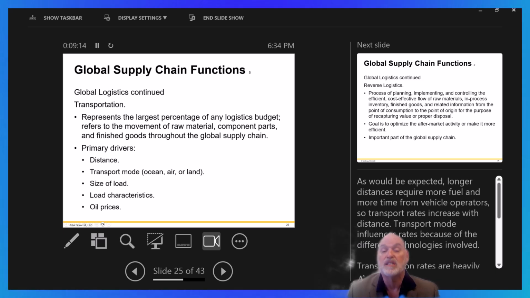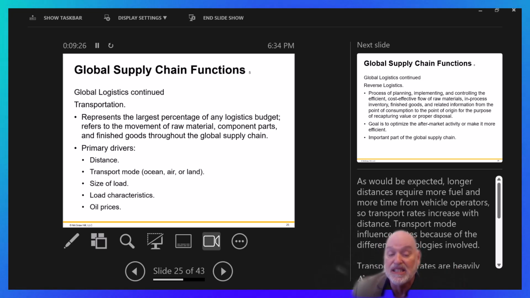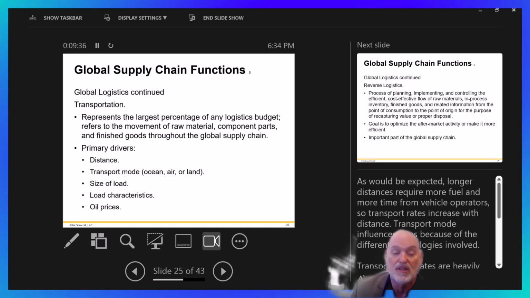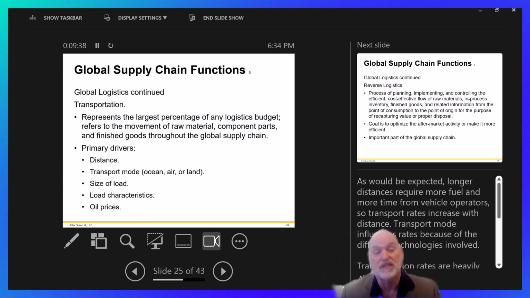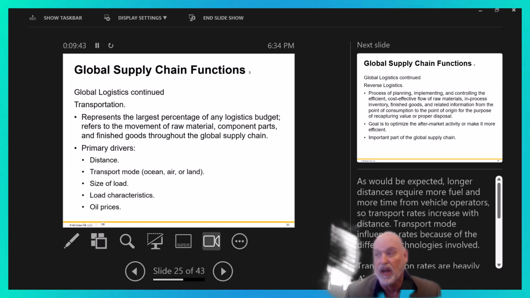Transportation represents the largest percentage of any logistics budget and refers to the movement of raw material, component parts, and finished goods throughout the entire global supply chain. The primary drivers include distance, the transportation mode. Is it ocean? Is it air? Is it land? The size of the load, characteristics, and oil prices. Oil prices directly affect the cost of transportation. So if oil prices are going up, the cost of transportation is going up and vice versa.